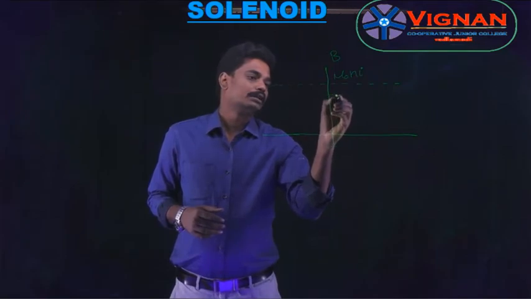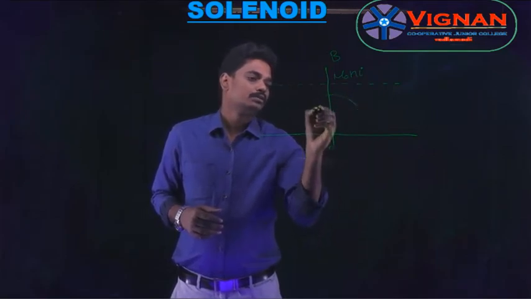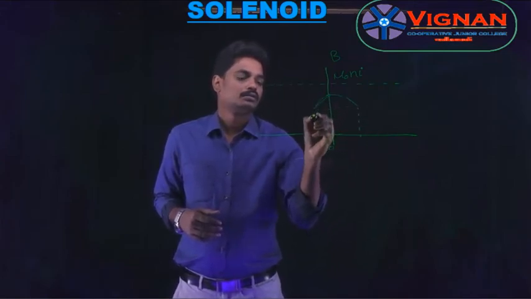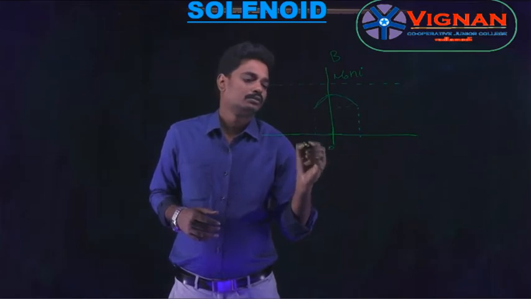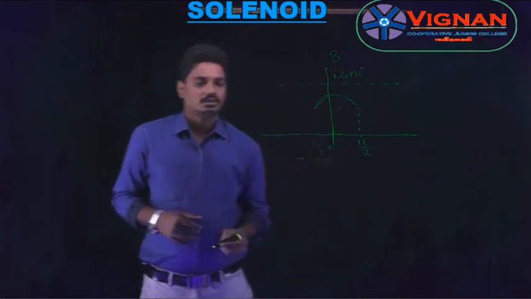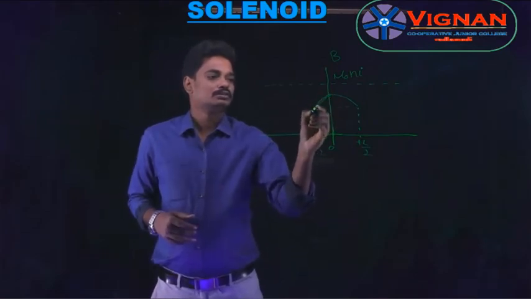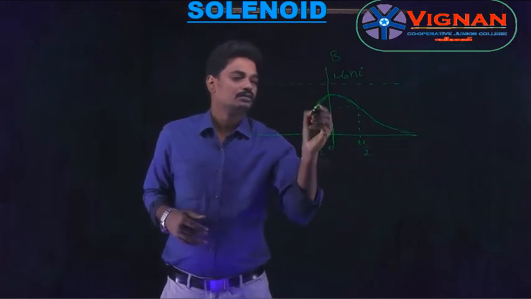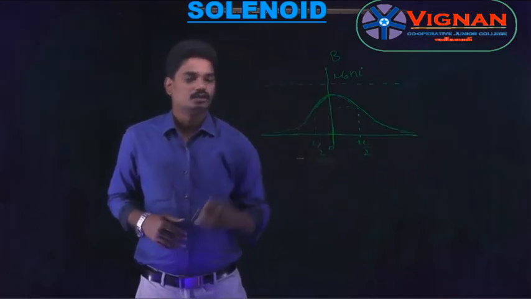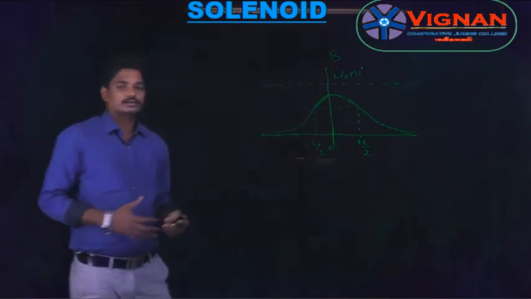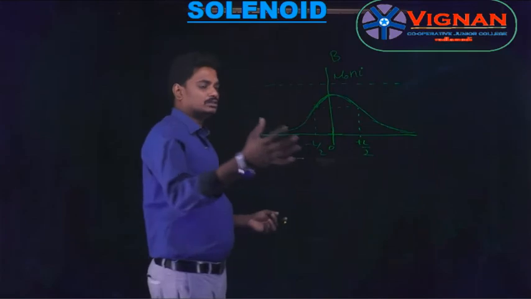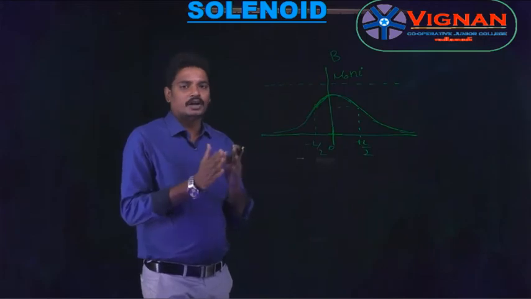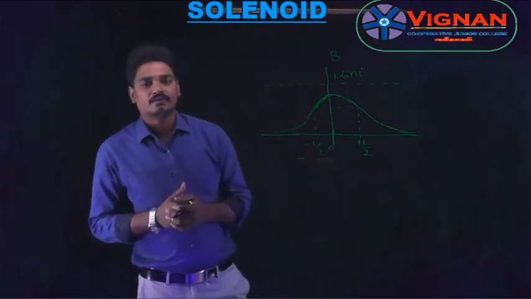So the graph will be marked with minus L by 2 and plus L by 2. The graph looks like this. As we go outside of the solenoid, the field goes on decreasing. So this is the graph that represents the point P where it is located along the solenoid and the strength of the magnetic field induction.